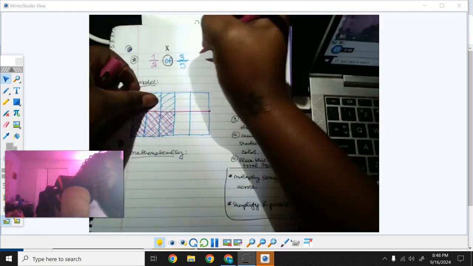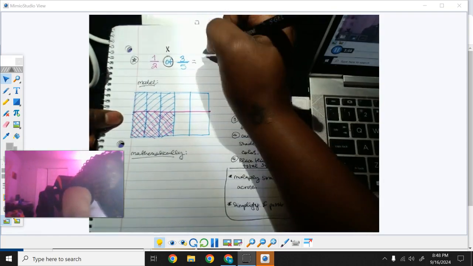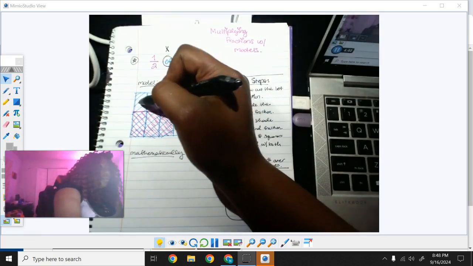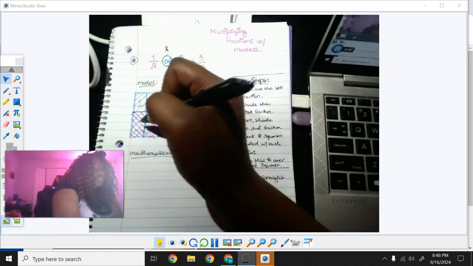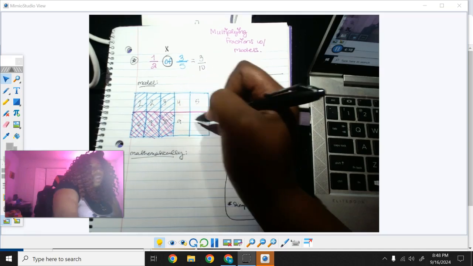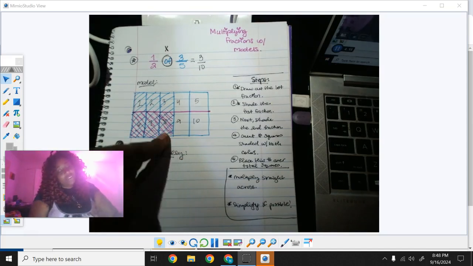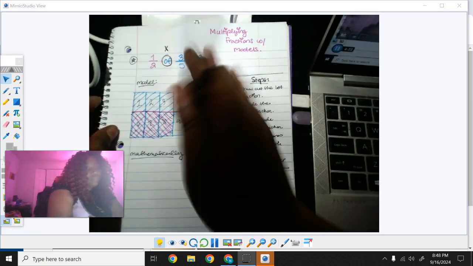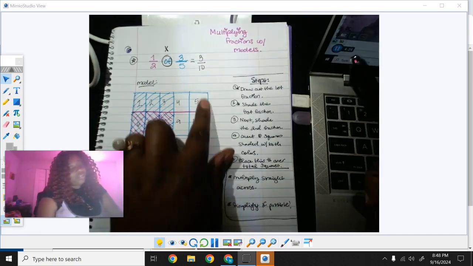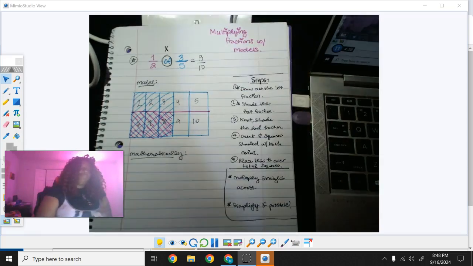So if I were to write an answer for this, my answer would be 3 out of 10, because I have 10 squares total, and only 3 of them have been shaded with both colors. So this is 3/5 going vertically, and then half of that 3/5 is 3 out of 10.